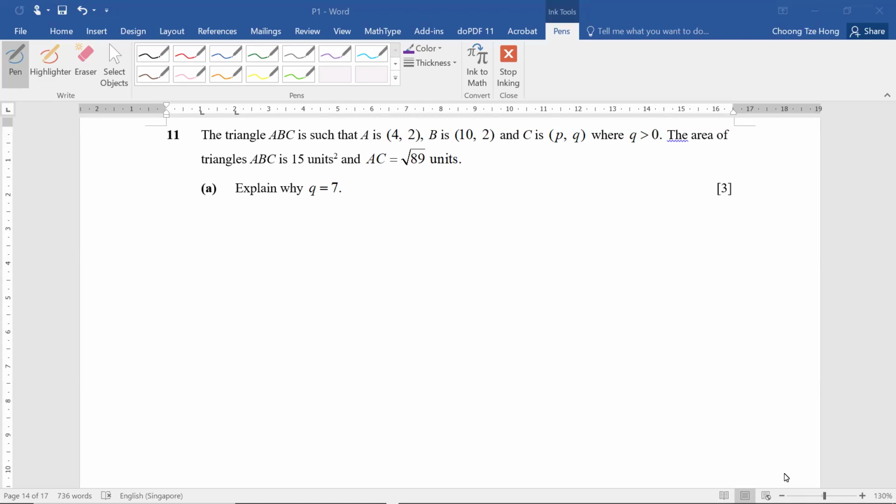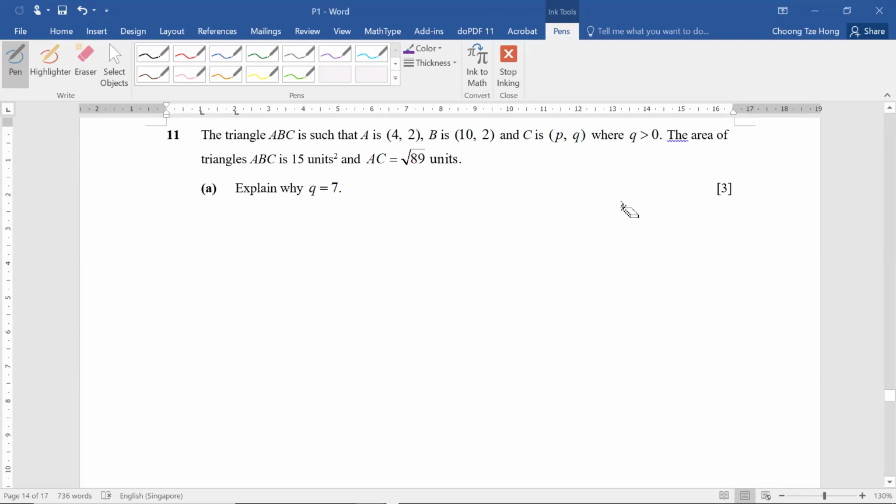In part (a), they want us to explain why q equals 11. This is the type of question whereby I cannot overemphasize the importance of drawing a diagram. It's very hard for you to visualize what is going on just by reading the question. So it's better to translate the information into a diagram that will help you visualize the question much better. And as you can see later, once you have drawn the diagram, the solution is actually very simple. So let's draw a diagram for this particular question.